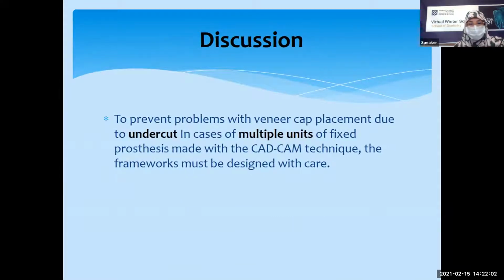Actually, CAD-CAM technology isn't always usable, and to prevent problems with veneer cap placement due to undercuts, especially in cases of multiple-unit fixed prostheses, the framework must be designed with care.